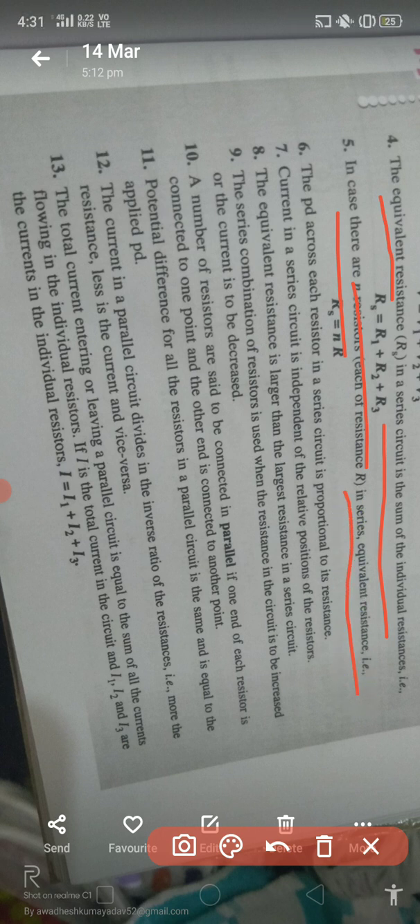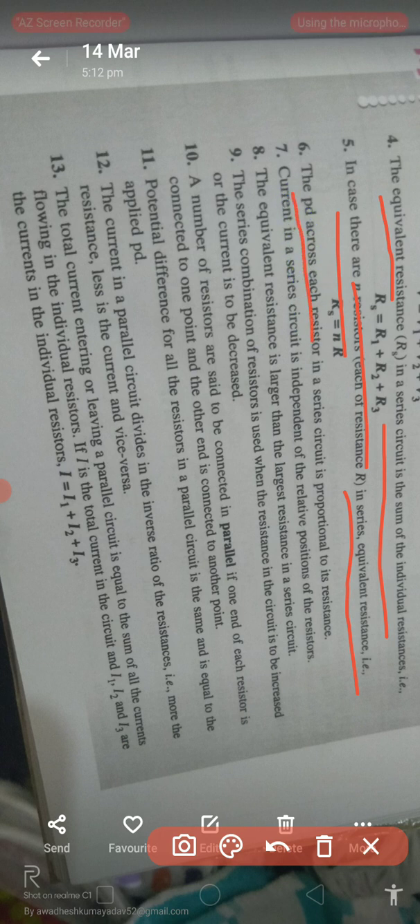फिर कह रहा है, equivalent resistance RS in a series circuit is the sum of individual resistances: RS is equal to R1 plus R2 plus R3. In the case of n resistances, each of resistance R in series, equivalent resistance RS, मतलब resistance of series, is equal to nR.